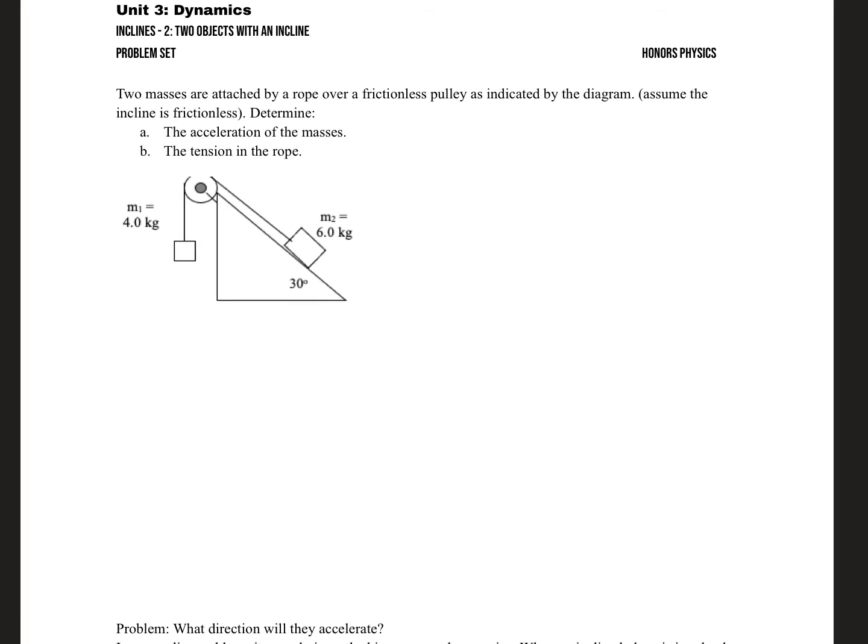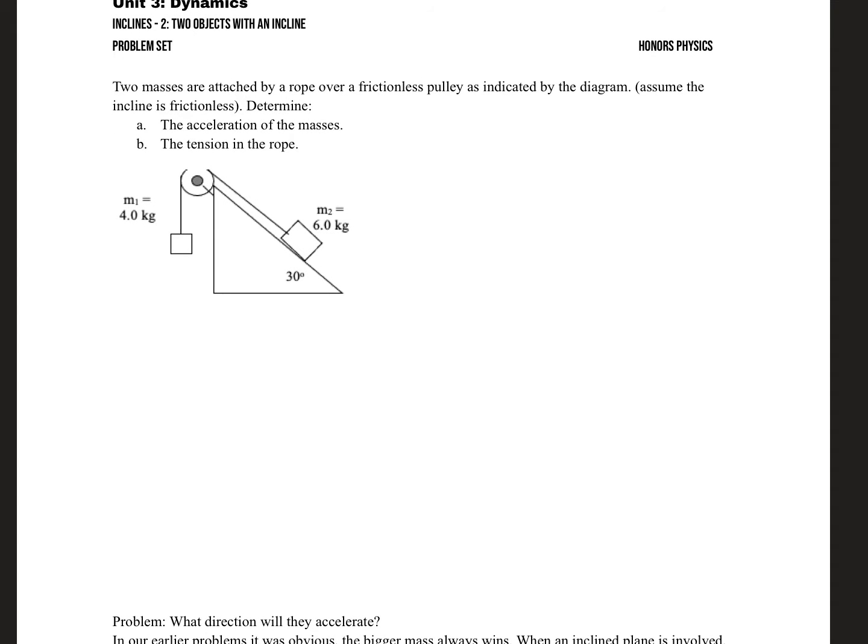So we have here two masses attached by a rope over a frictionless pulley. The incline is frictionless, so there's no friction on M2. Figure out what the acceleration of the masses is, and then figure out what the tension in the rope connecting those two is.